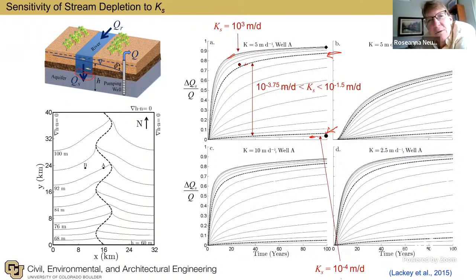So what we found here was that there's a range of stream bed hydraulic conductivities for which the stream depletion is sensitive to the stream bed hydraulic conductivity, K sub S. Below that range, you get hardly any stream depletion, and above that range, the stream depletion doesn't change very much at all. So that was one of our findings.